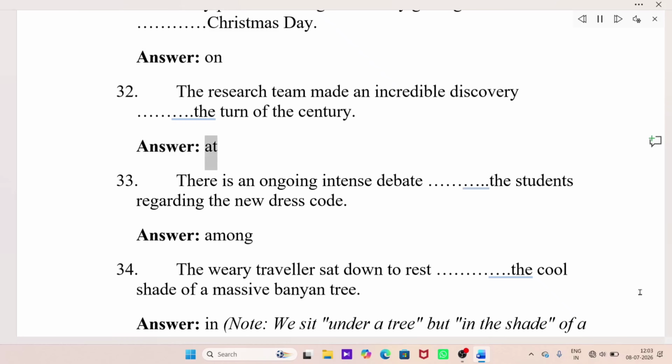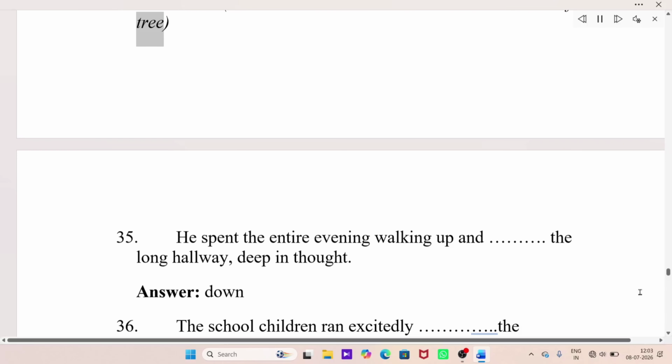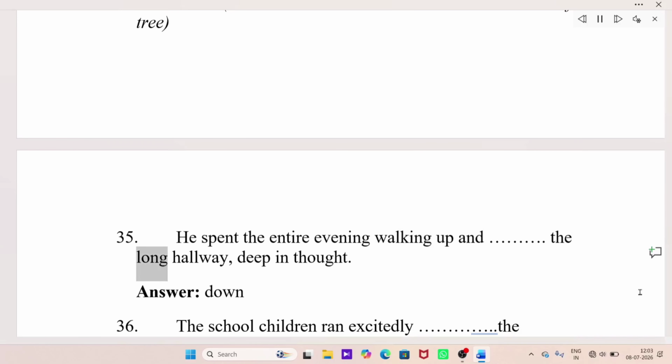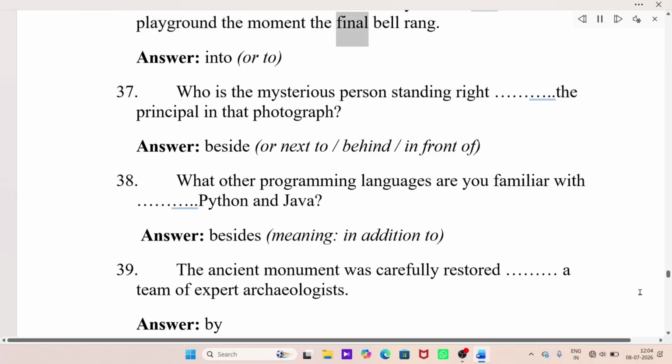Answer: at. There is an ongoing intense debate ___ the students regarding the new dress code. Answer: among. The weary traveler sat down to rest ___ the cool shade of a massive banyan tree. Answer: in. Note, we sit under a tree but in the shade of a tree. He spent the entire evening walking up and ___ the long hallway, deep in thought. Answer: down. The school children ran excitedly ___ the playground the moment the final bell rang.